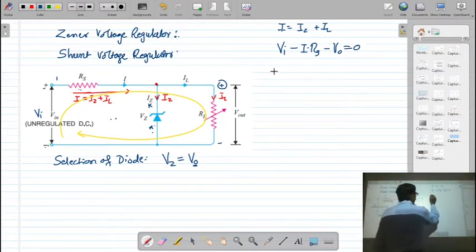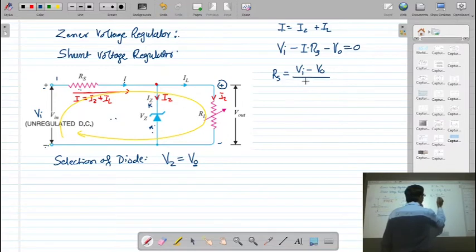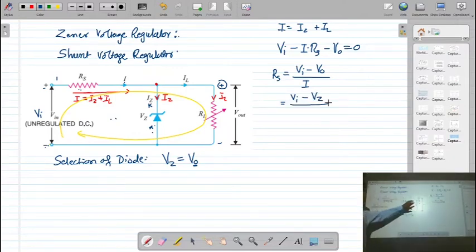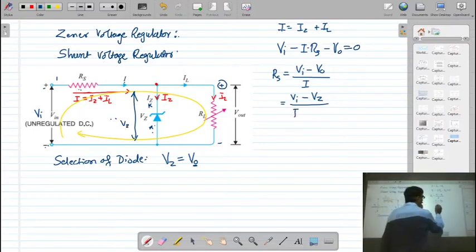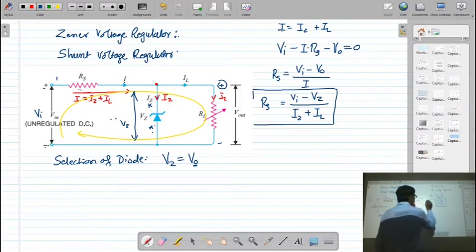So we want to calculate the Rs. So Rs is equal to Vi minus Vo divided by I, or we can say Vi minus Vz. Remember, our output voltage and the Zener voltage both are the same because they are in parallel. This is my Zener voltage Vz. So Vi minus Vz divided by IZ plus IL. So using this formula, one can calculate the value of Rs.